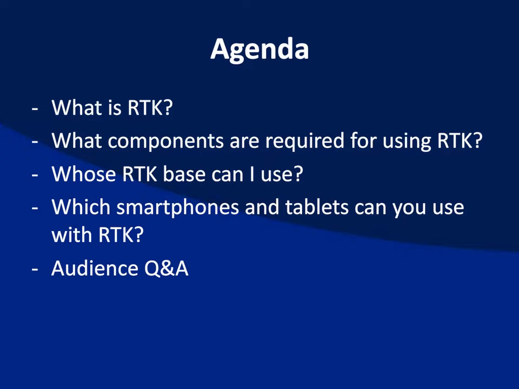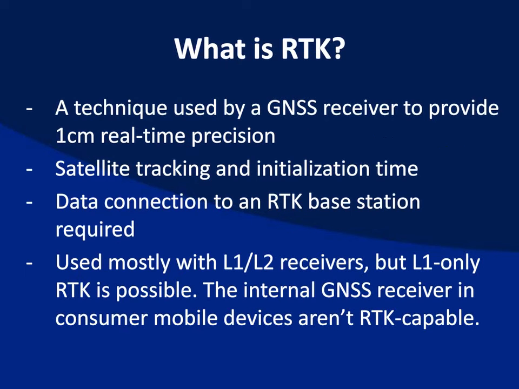So first one is, what is RTK? Well, for those of you who aren't familiar with it, it's just a technique used by a GNSS receiver to provide 1 centimeter real-time precision. And I say 1 centimeter, that's kind of loosely. I mean, a lot of folks will say 1 to 2 centimeter or 1 centimeter plus 1 ppm, which has to do with the distance you are from the base station. But essentially, that's probably the simplest way to remember it.